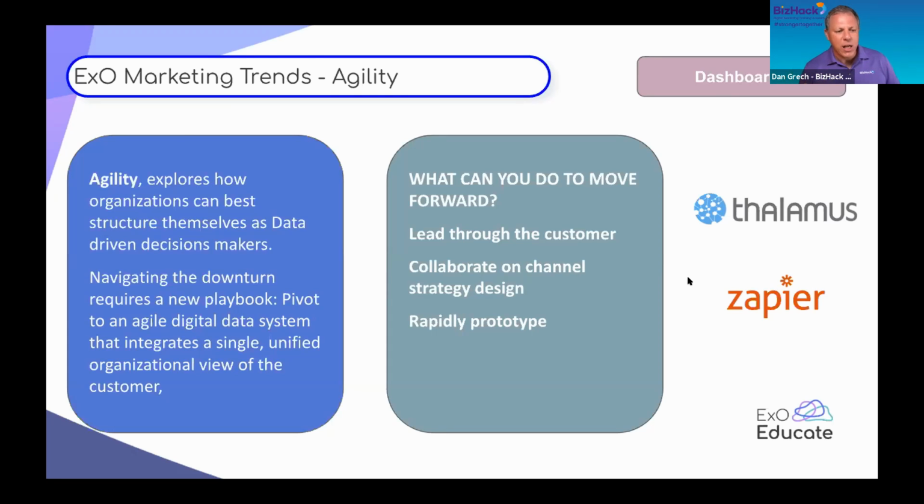All right, so let's talk about agility. So agility, it sounds like to me, based on what you said, is being able to pivot or move in response to market changes and the changing needs of your customers.